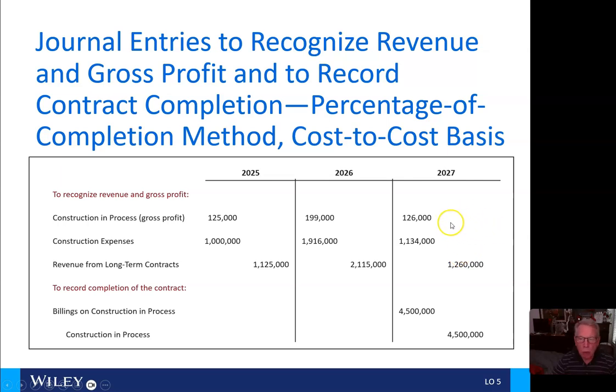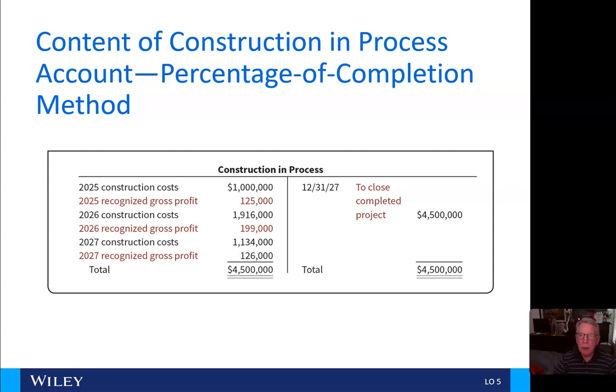And finally, in 2027, our construction in progress gross profit, $126,000, our construction expenses, $1,134,000, and revenue from long-term contracts, $1,260,000. And to record completion of the contract, finally, we'll debit billings on construction in progress and credit construction in progress. Okay. And our construction costs, our recognized gross profit in 2025, same thing for 2026 and 2027, for a grand total of $4.5 million. And then when we close the project, we'll close the project for $4.5 million.